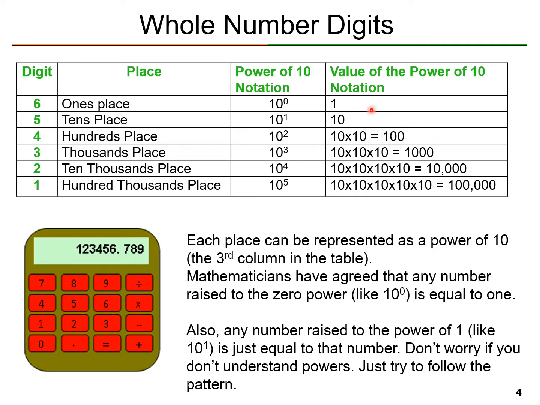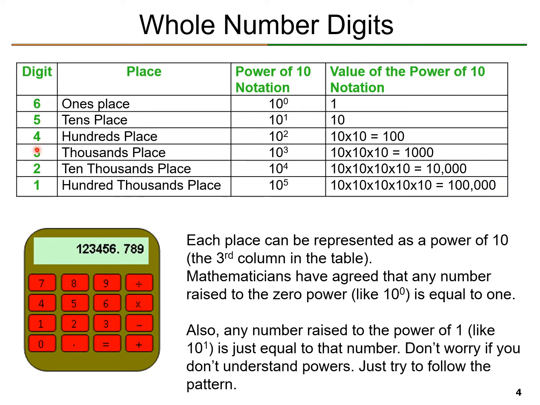So what we're supposed to be learning here is that the ones place is always worth 1. The tens place is always worth 10. The hundreds place is always worth 100. The thousands place is always worth 1,000. The 10,000s place is always worth 10,000. The 100,000s place is always worth 100,000.